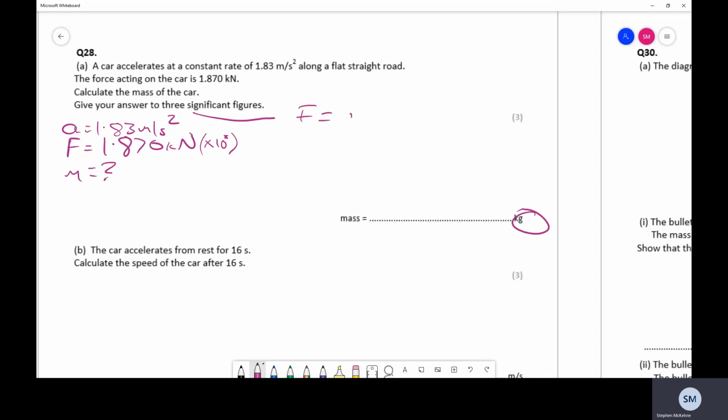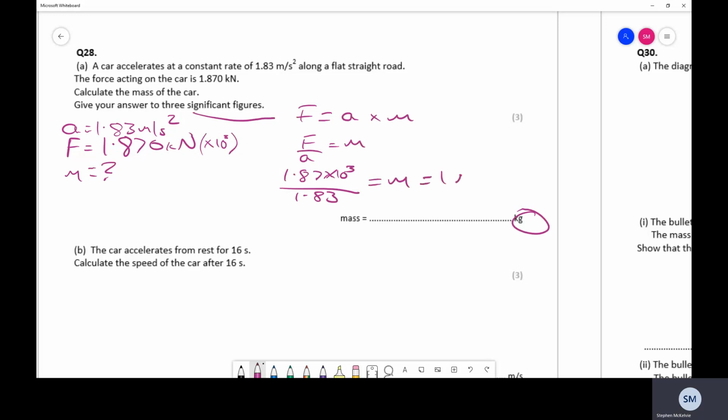The equation that I need is F equals A times M. Divide across by A to get M as the subject of the equation. I'm going to put 1.87 times 10 to the 3 divided by 1.83, which will give me my mass. And the answer for that question is 1.87 times 10 to the power of 3 divided by 1.83 equals 1021.